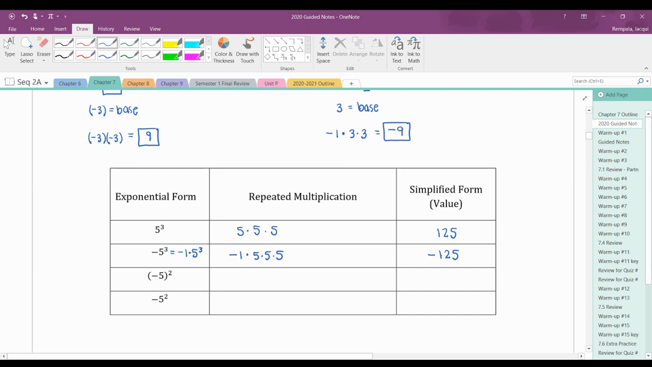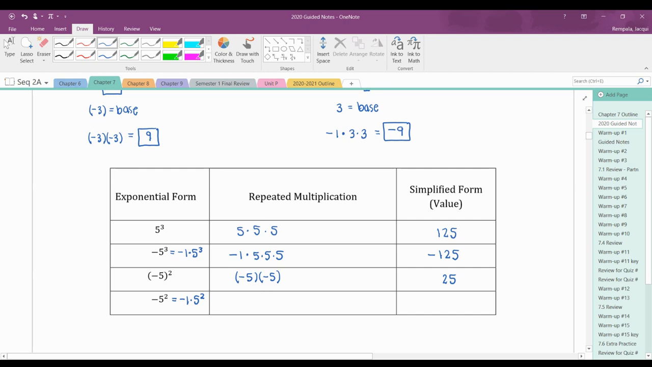In this next example, notice that there are parentheses around this -5. So that means the entire base is -5. Because the exponent is a 2, I want to write that out 2 times. So my repeated multiplication is -5 times -5. Notice I have parentheses around those numbers. Now if I actually wanted to simplify it and get a number, well, negative 5 times negative 5 would give us positive 25.